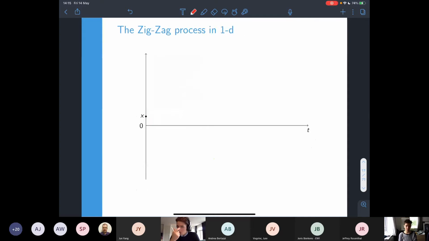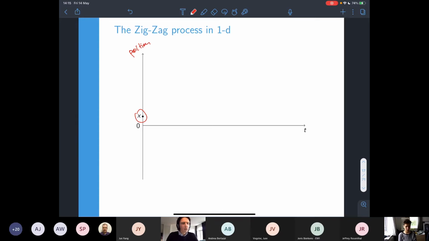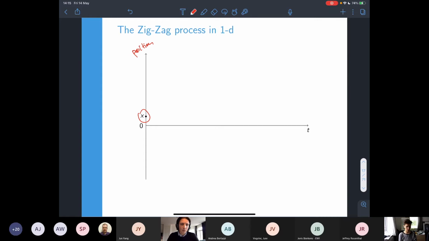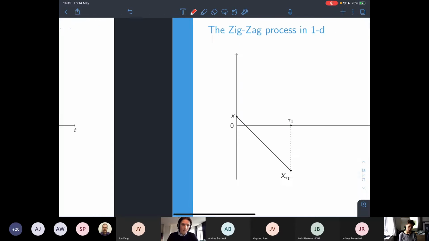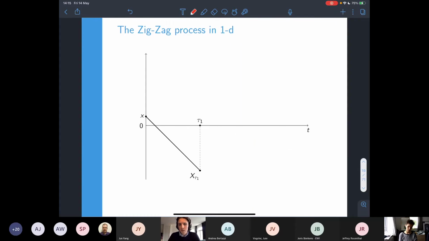But let's see how it would work in 1D very quickly. We start from a position X, with position on the Y-axis, and here we start with negative velocity. The first thing we have to do is find the next switching time. Once we know the switching time, we can move deterministically, linearly in this case, with negative velocity. Once we get here, we flip the velocity and it becomes equal to +1. At this point, we can sample the next event time, move deterministically again according to it, and so on. So this is the idea.